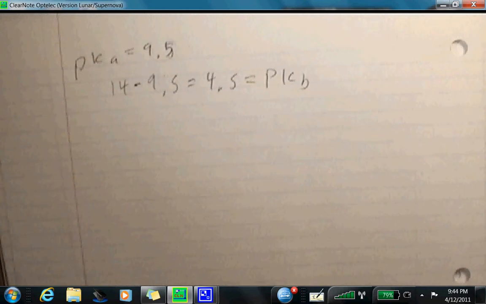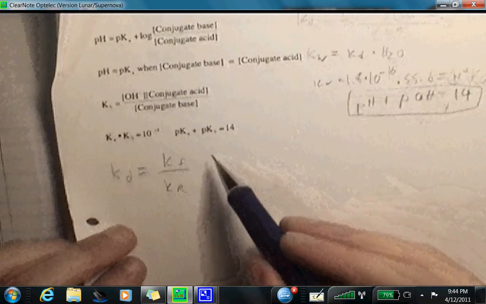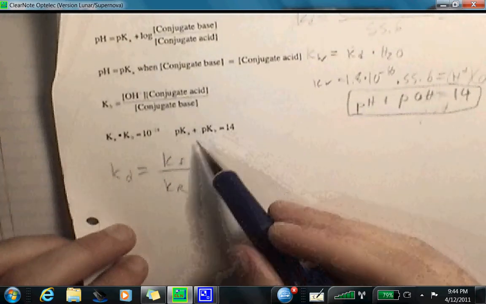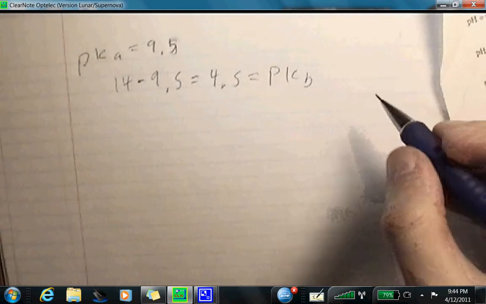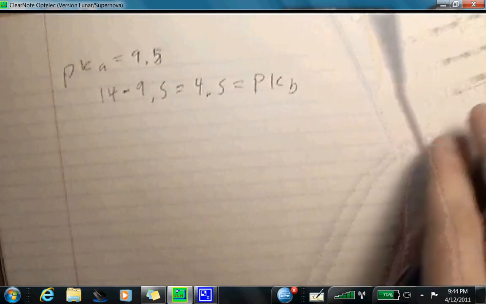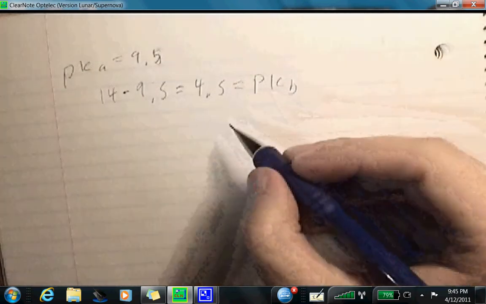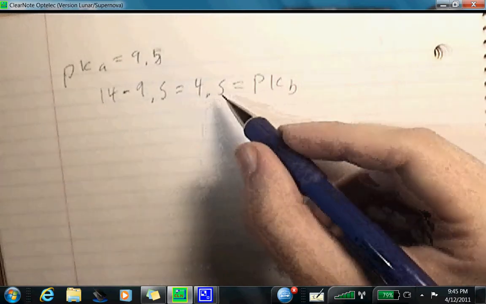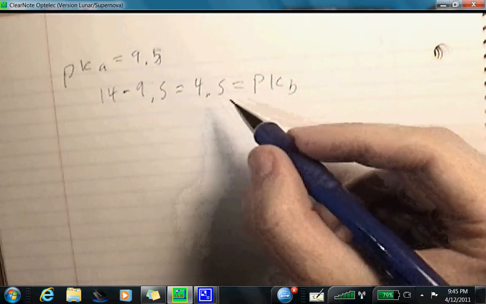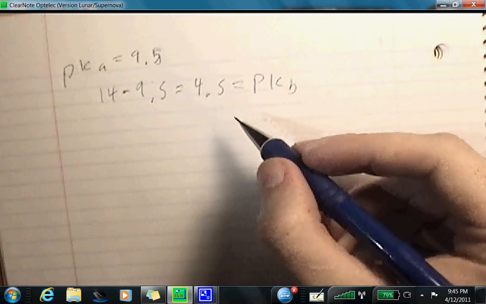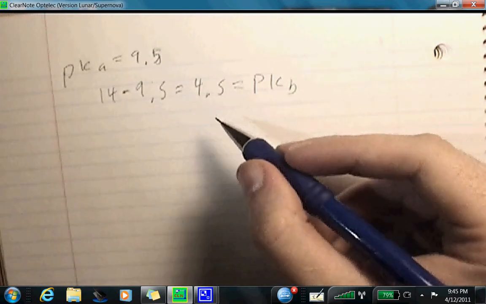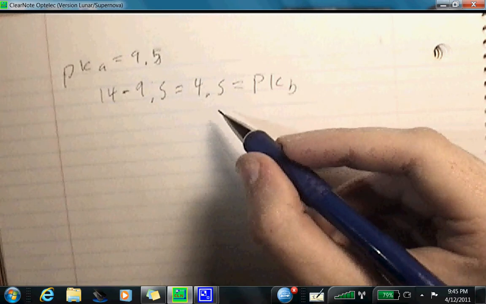That would be this equation right here. We find that this is 4.5, which means we're only dealing with 4.5 powers of 10, or logs, or whatever you want to call it. So that's just kind of a personal preference.